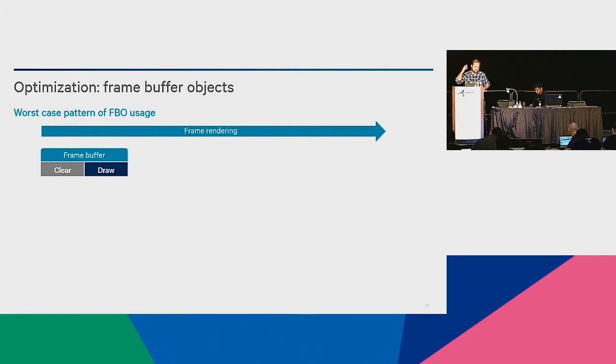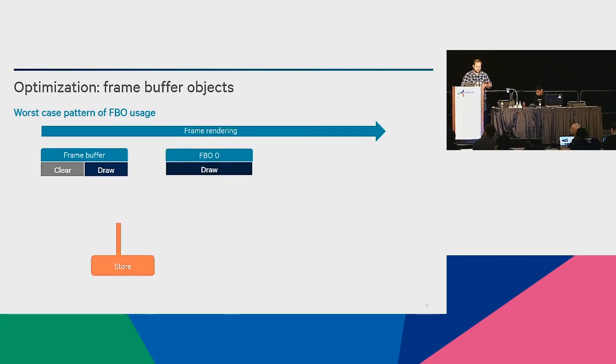So a lot of this will touch on some of the things Manish talked about in regards to our architecture. The first best practice to pay attention to is how you're using FBOs. This is an example of the worst case pattern for FBO usage. As your frame progresses, you initially start rendering to the frame buffer. You then switch to your first FBO and draw to that.